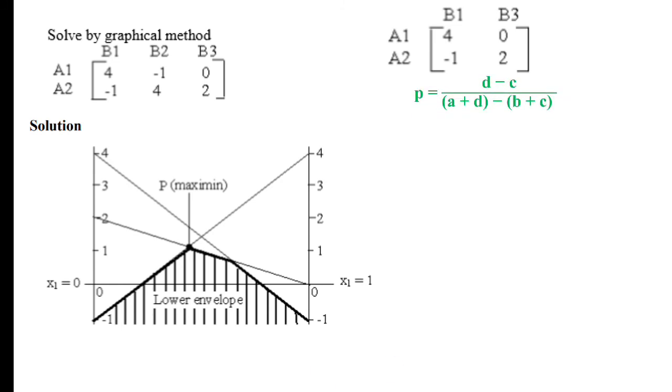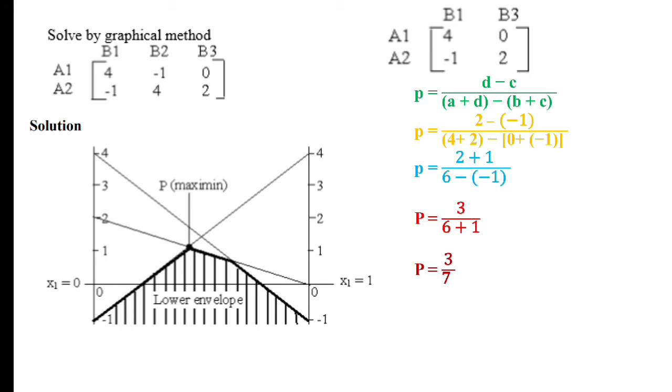Then substituting the values in the P formula: (2 minus of minus 1) divided by (4 plus 2 minus 0 plus minus 1). Then 2 plus 1 divided by 6 minus of minus 1, 3 divided by 6 plus 1. P equals 3 by 7. Then 1 minus P equals 1 minus 3 by 7, that is 1 minus P equals 4 by 7.